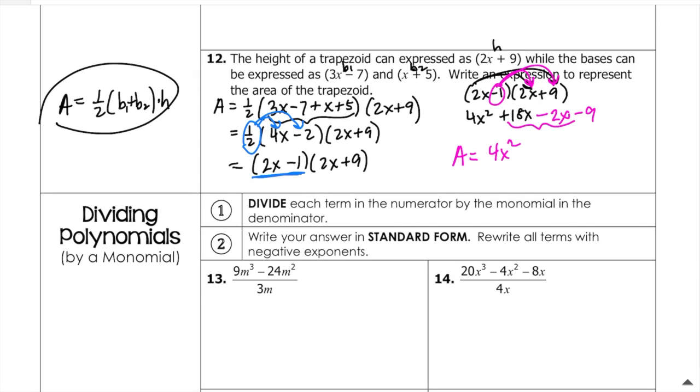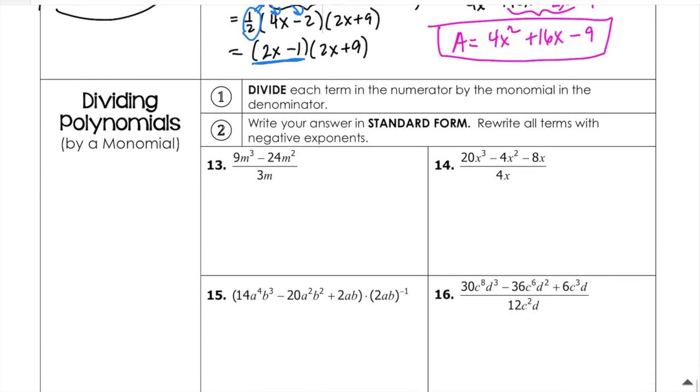These two can combine, so 18x minus 2x will give me 16x. And we still have this minus 9. So there's my area.